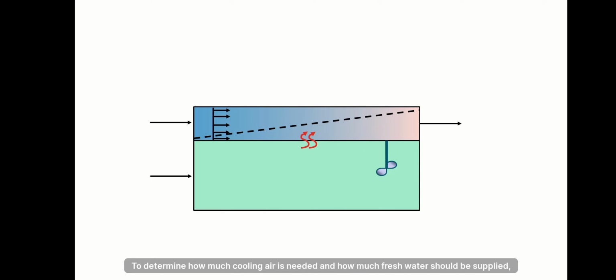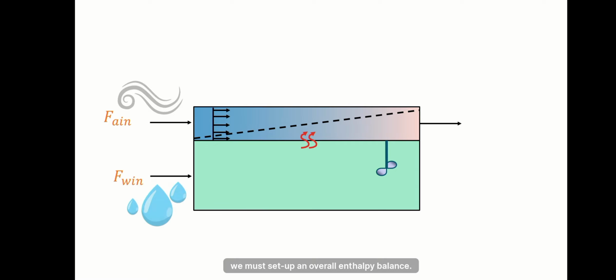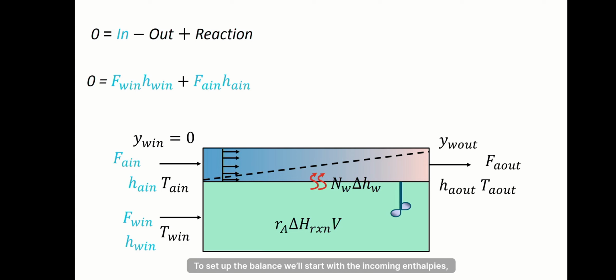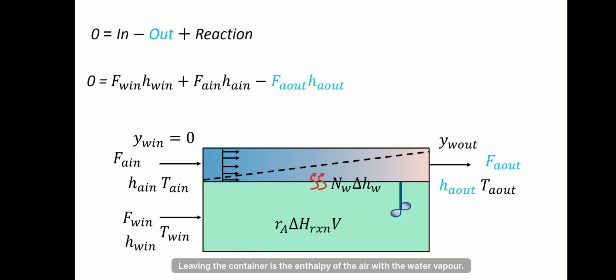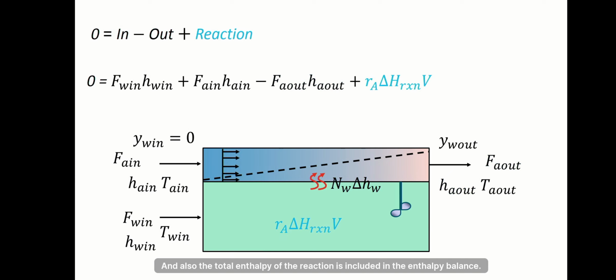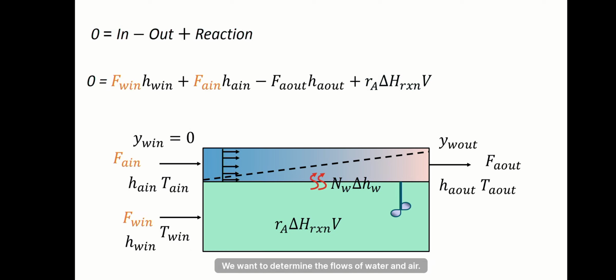To determine how much cooling air is needed and how much fresh water should be supplied, we must set up an overall enthalpy balance. To set up the balance, we'll start with the incoming enthalpies, which are the enthalpies of the fresh water and of the fresh air. Leaving the container is the enthalpy of the air with the water vapor. And also the total enthalpy of the reaction is included in the enthalpy balance. We want to determine the flows of water and air, and to do so, we need to find the values of the other parameters.